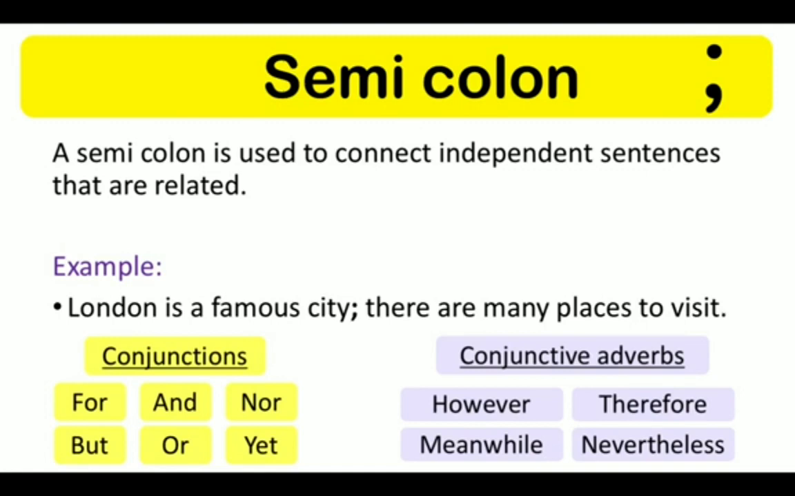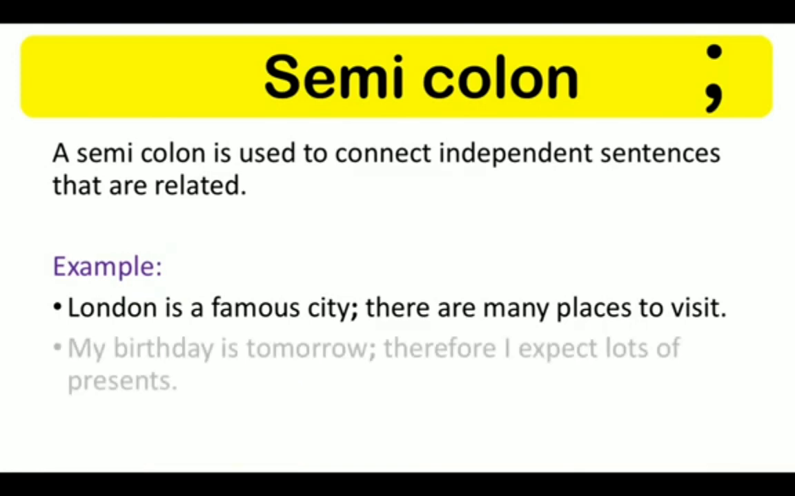These are only a few examples of conjunctions and conjunctive adverbs. There are many, many more. So make sure you research this. For example: my birthday is tomorrow; therefore, I expect lots of presents. The conjunctive adverb, therefore, is used, so a semicolon has been inserted just before the conjunctive adverb.